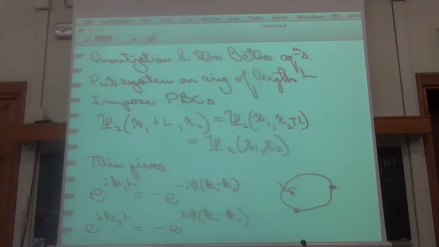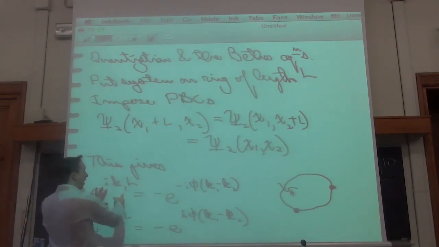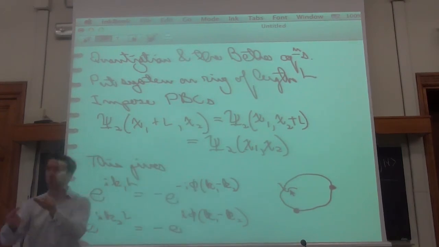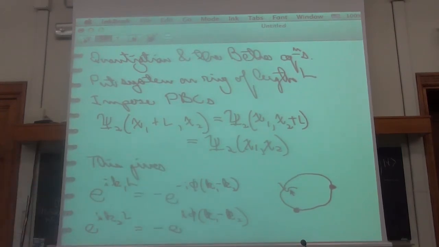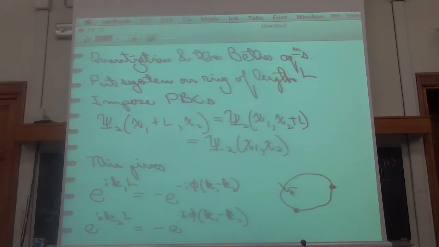So essentially you can write this condition as e^{ik1L} times minus 1 times e^{i phi(k1,k2)} is equal to 1. This is exactly the same as a quantization condition you would write for free particles, except that you've picked up this extra scattering phase. And of course, the scattering phase depends on the momentum difference between the two particles.